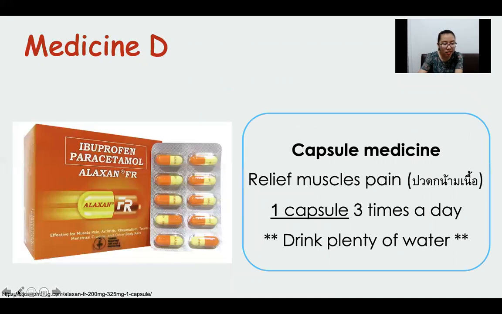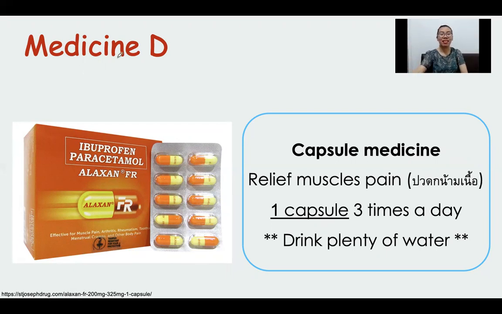Next one is Alaksan FR. So let's read Alaksan FR. Effective for muscle pain. Muscle pain or back pain. Arthritis, rheumatism, toothache. If you have a toothache, you can take this. And then other body pain. Backache, stomach ache, toothache, and muscle pain.